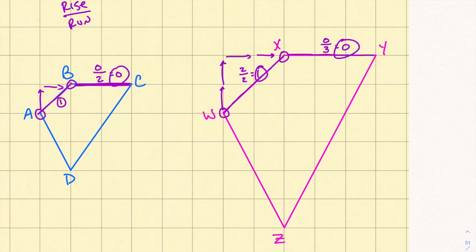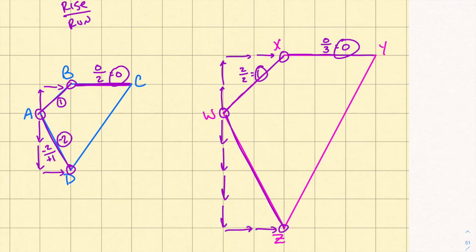Now I'm going to look at the bottom diagonal. I'm going to go A to D here, and I'm going to go W to Z. I like to do my slope from the lower points to the upper points, but because I'm going to stay consistent here, I'm going to go from A to D, so down 2 and right 1. So down 2, right 1, I have a slope of negative 2. So down 1, 2, 3, 4, and 1, 2. So down 4, right 2, slope of negative 2.